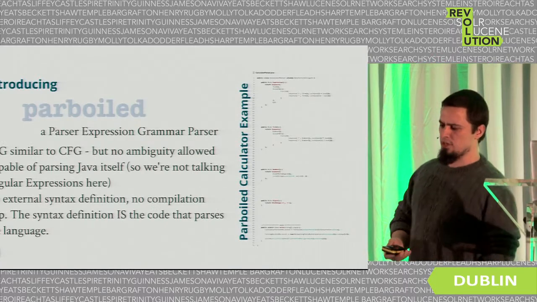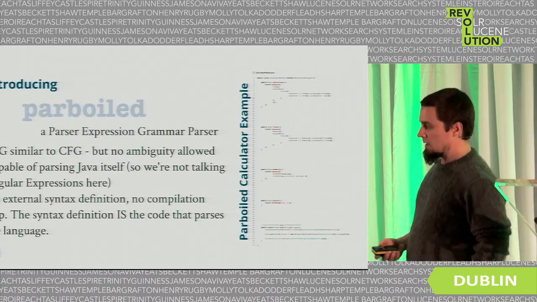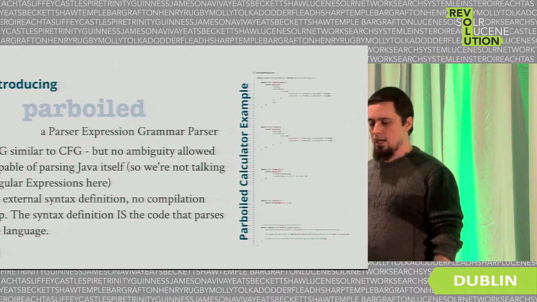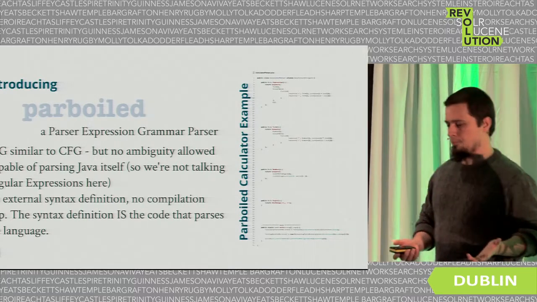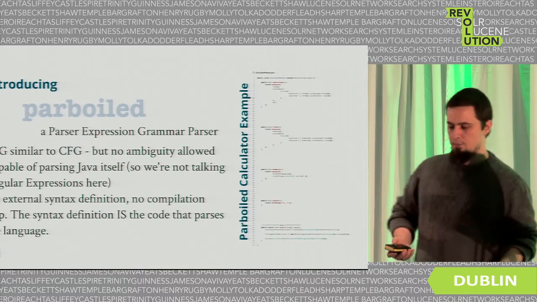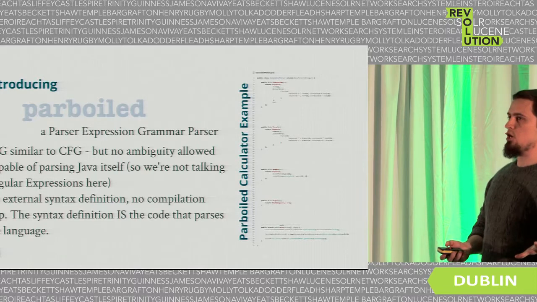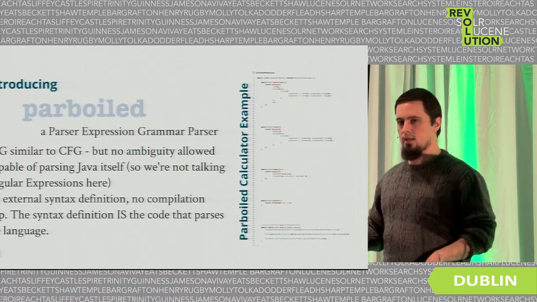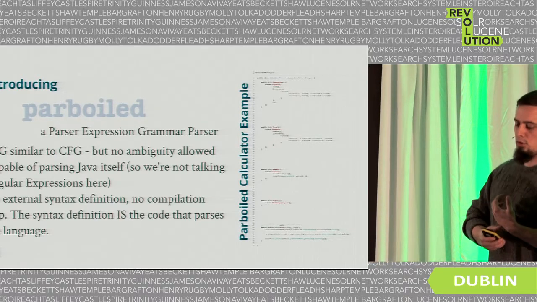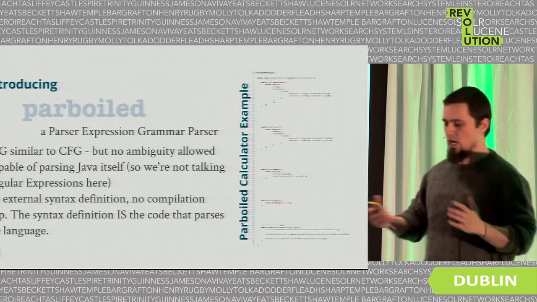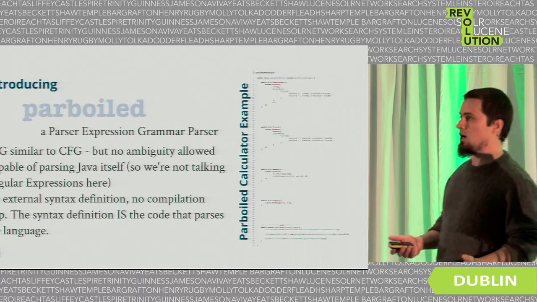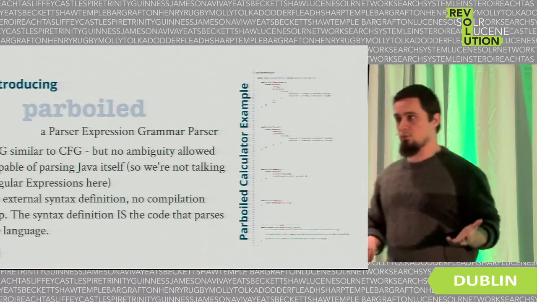Parboiled is a Parser Expression Grammar parser. And a Parser Expression Grammar, PEG, is similar to a context-free grammar, except that there is no allowance for ambiguity. Now, fortunately for us, not too many programming languages have ambiguity. So PEG, in my understanding, is just as complete as CFG for describing programming languages. As an example of that, Parboiled can itself parse the Java syntax. So we're talking about building pretty complex stuff here, potentially. This is a lot richer than, say, regular expression grammars.